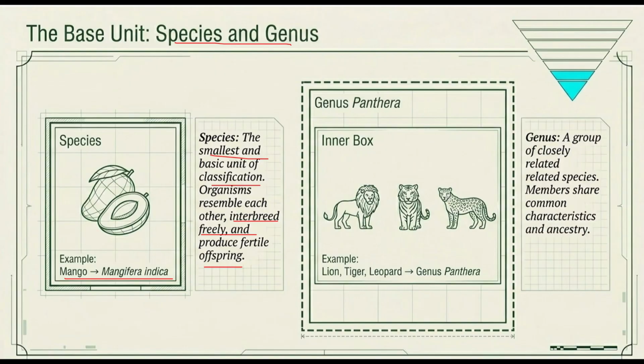Okay. And what is genus? Genus is a group of closely related species sharing common characteristics and ancestry. For example, lion and tiger. Okay, so even though they don't look alike, they have some similarities, right? So a genus is a group of closely related species, right? Members share common characteristics and ancestry.